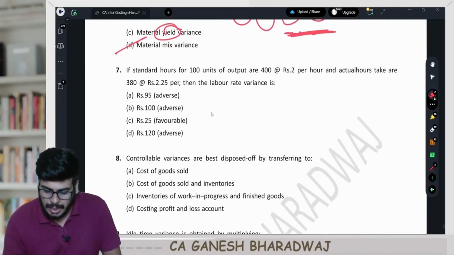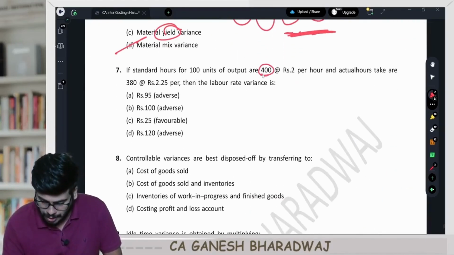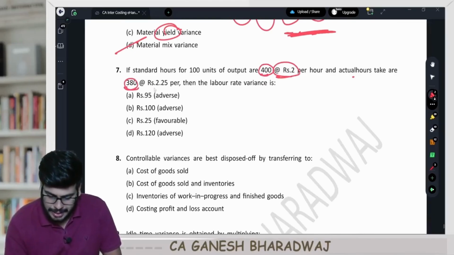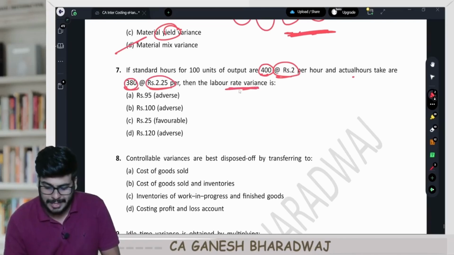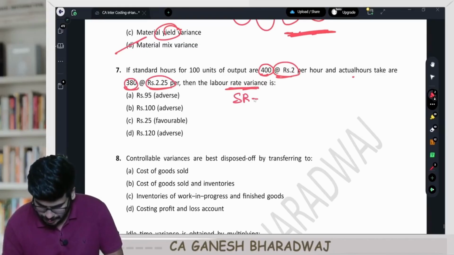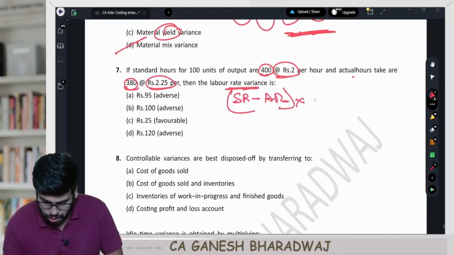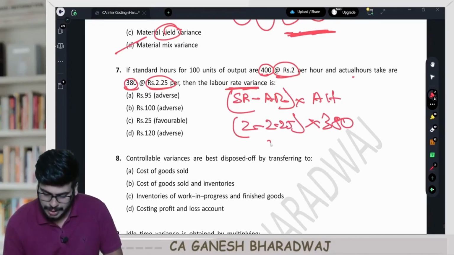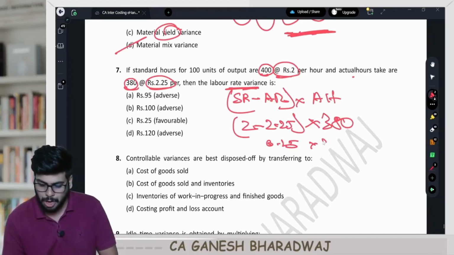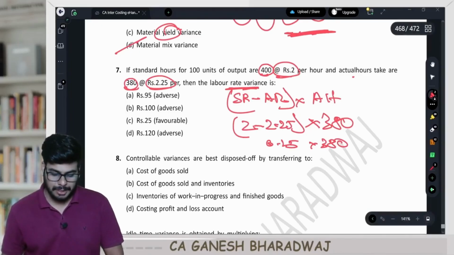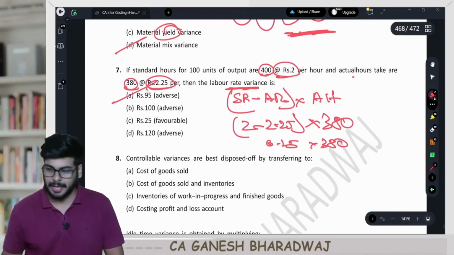If the standard hours for 100 units are 400 hours at the rate of 2 rupees per hour, the actual hours taken are 380 at the rate of 2.25. What is the labor rate variance? Labor rate variance formula: standard rate minus actual rate into actual hours. Standard rate is 2, actual rate is 2.25, actual hours is 380. You are paying 0.25 rupees more on 380 hours. So how much is that? 95 adverse. Are you clear with this?